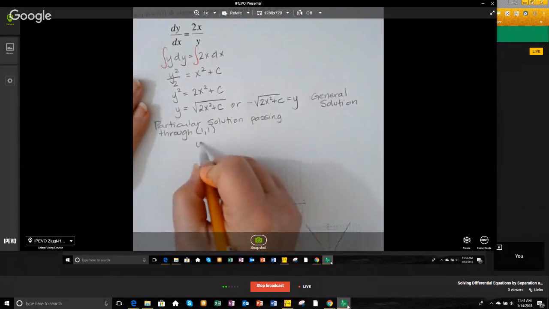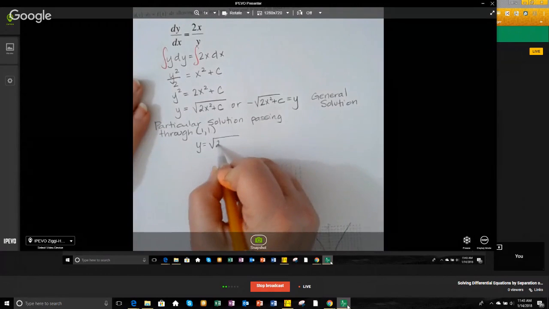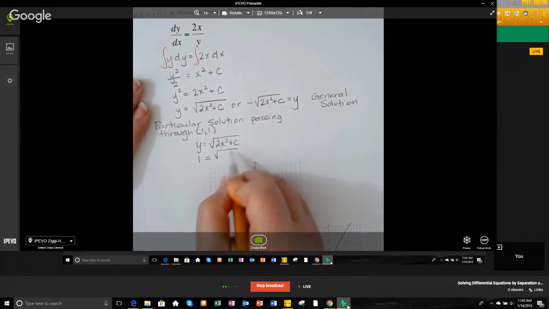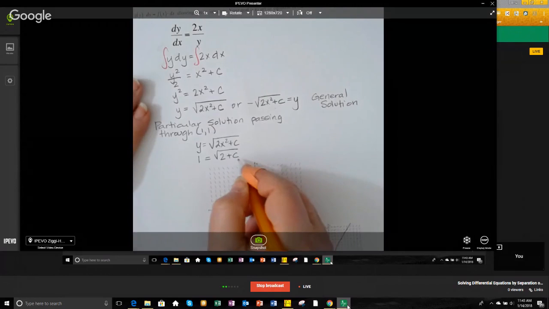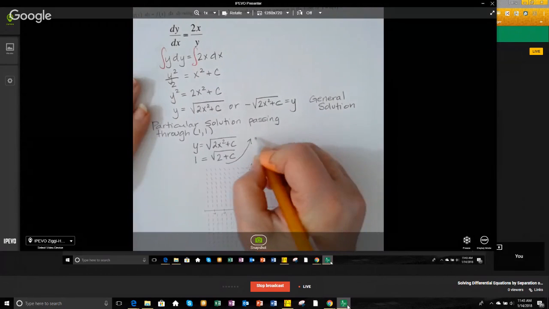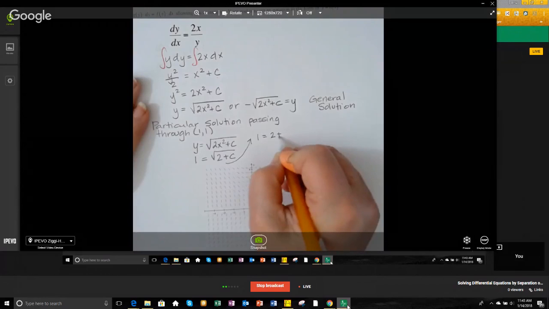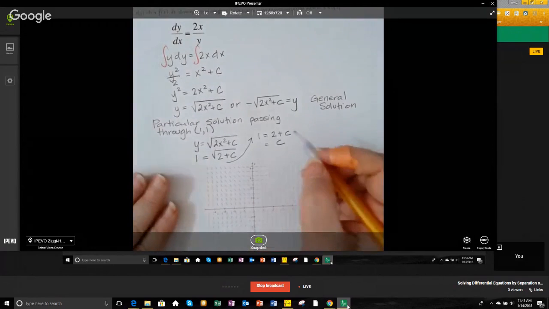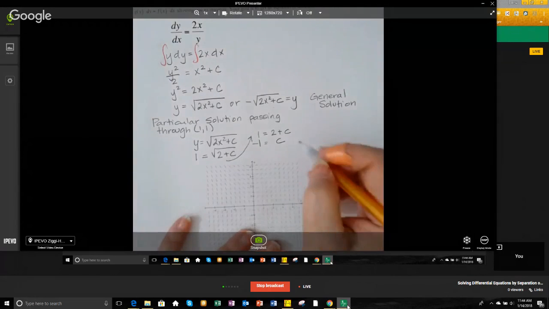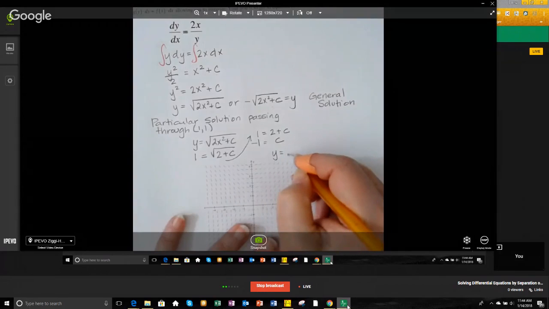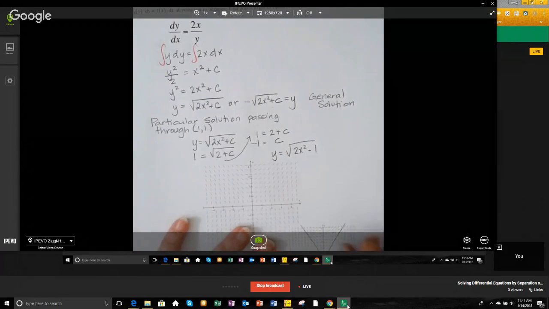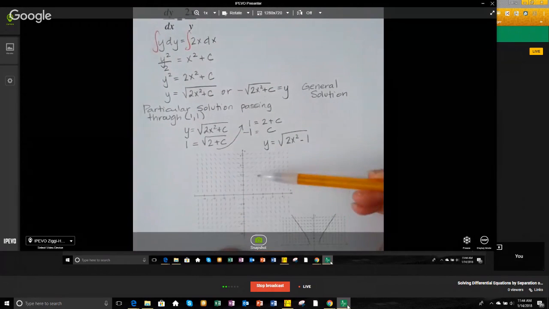So we're going to say y equals the square root of 2x squared plus c, and I'm going to use 1, 1. So 1 equals the square root of 2 plus c, and squaring both sides, we get 1 equals 2 plus c, so c equals negative 1. My particular solution will be y equals the square root of 2x squared minus 1.